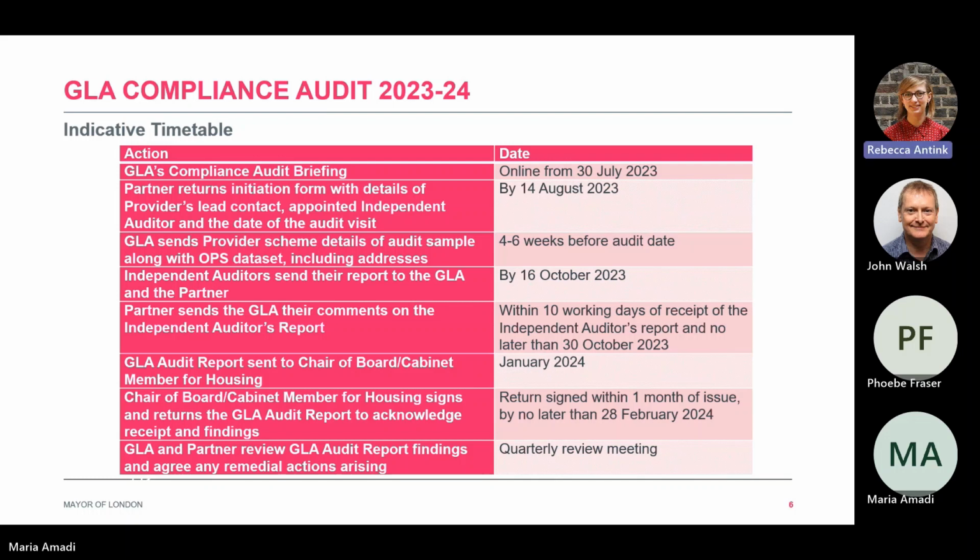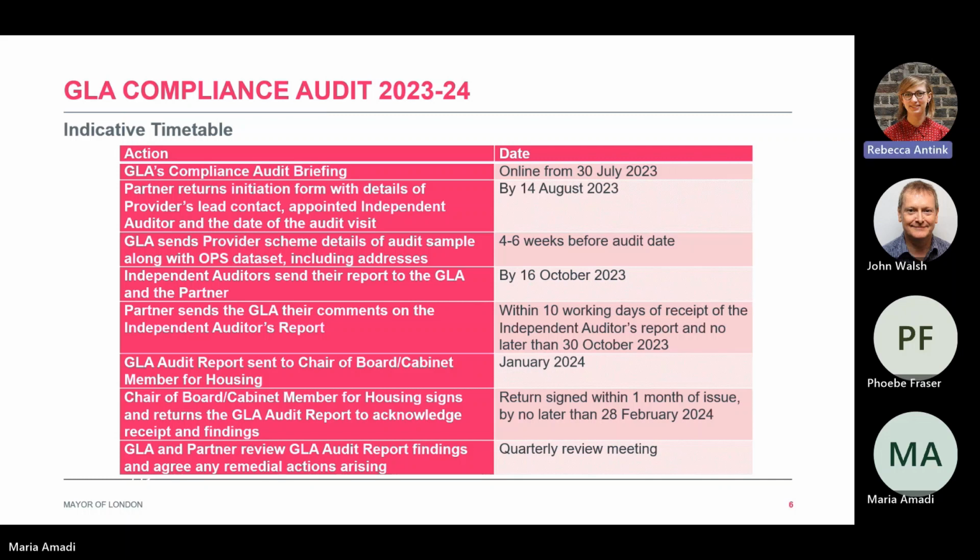Following that, the partner then has 2 weeks or 10 working days to send their version to the GLA, where they have input their responses and clarifications in response to the auditor's report, and that must be with us no later than the 30th of October.